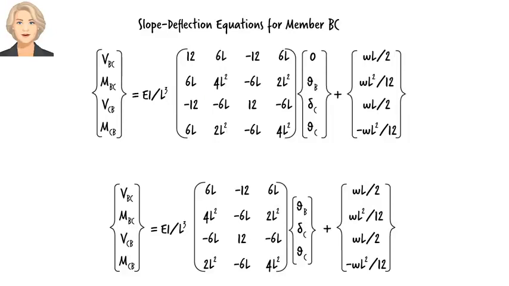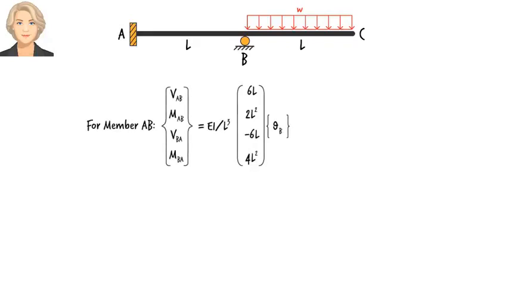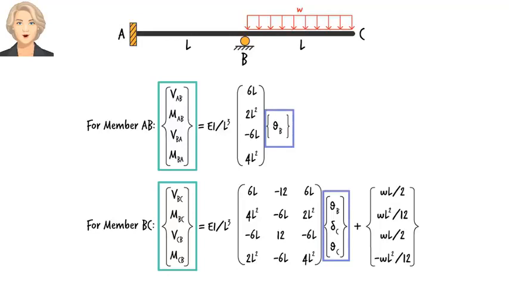Let's summarize what we have done so far. Given this beam, we have written an extended version of the slope deflection equations in matrix form. Here are the equations for member AB, and here they are for member BC. These equations give us member end shear forces as well as bending moments in terms of slopes and displacements at the end joints.